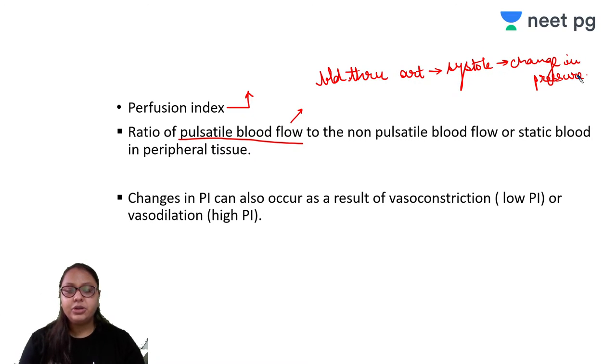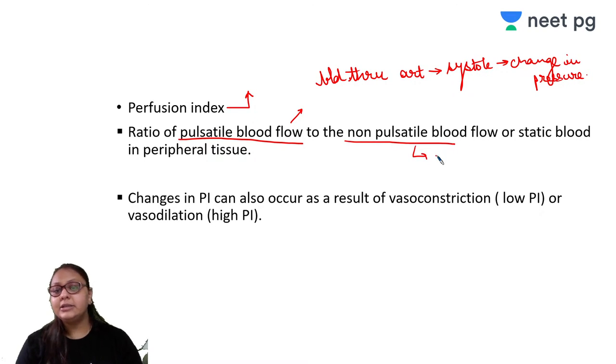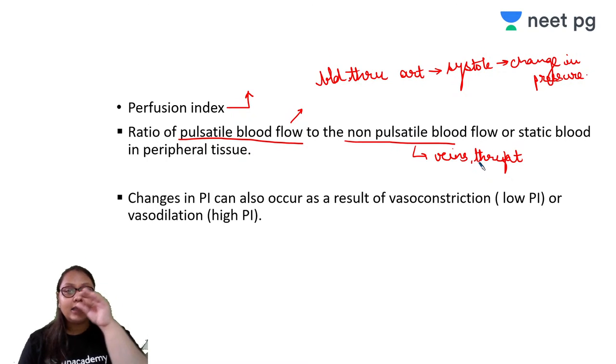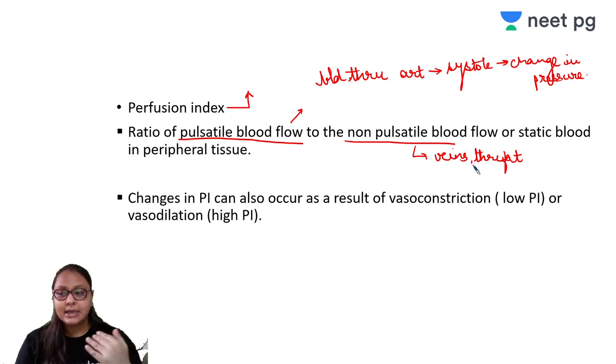And during diastole, there will be a fall in the pressure. So that is recognized by the pulse oximeter. The pulse oximeter recognizes the pulsatile blood flow compared to the non-pulsatile blood flow, that is through the veins, through fat. So the ratio of blood flowing through the arteries to the blood flowing through the veins, the fat or the tissues, and the ratio of that tells us about the perfusion index.